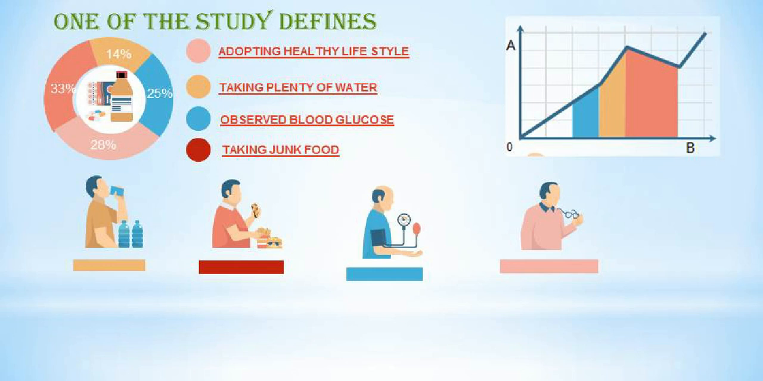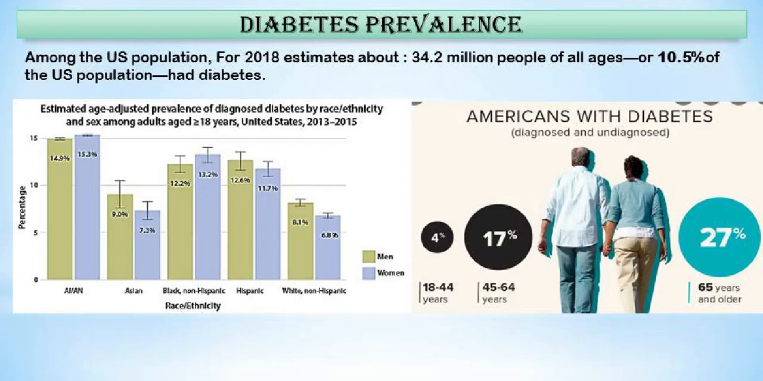One study conducted on diabetic patients found that only 28 of patients adopt a healthy lifestyle, while 33 consume more junk foods, only 14 are taking plenty of water, and only 25 observed blood glucose as a preventive measure.